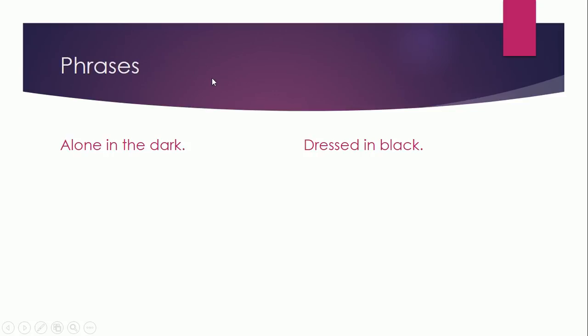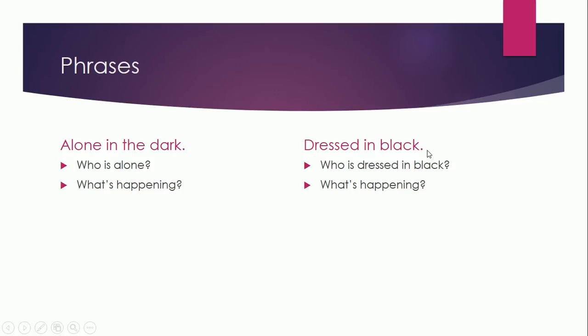Phrases. A lot of times we will mistake phrases as complete sentences. And there are different kinds of phrases. We're not addressing every single kind of phrase today, but we're going to look at some common ones. Alone in the dark, that is a phrase. And dressed in black, this is a participle phrase. The problem is, in both of them, who is alone in the dark and what's happening there? Who is dressed in black and what's happening?